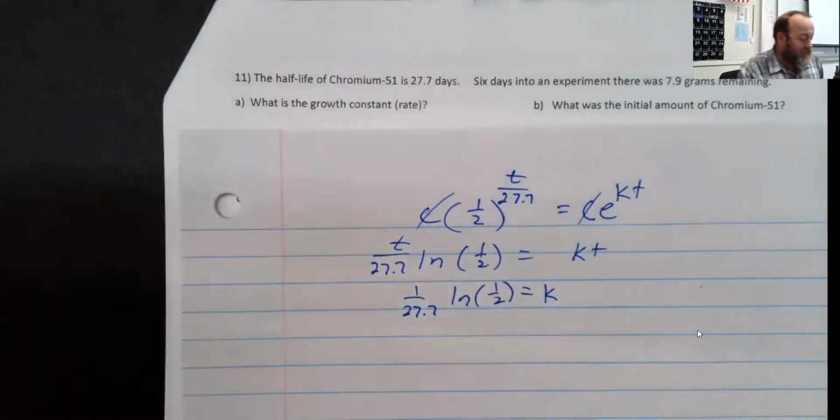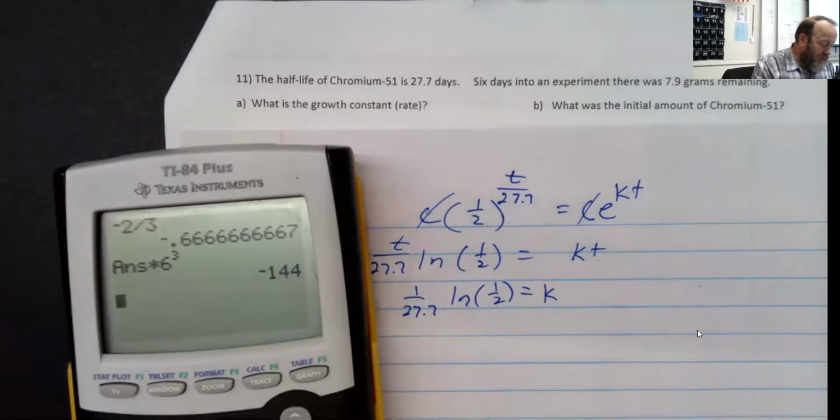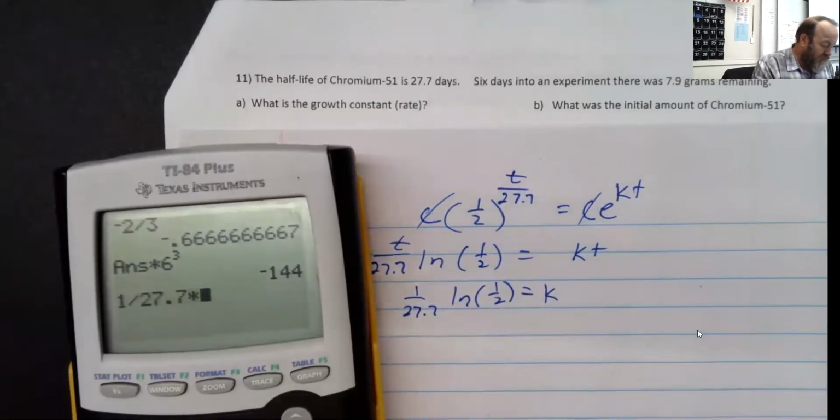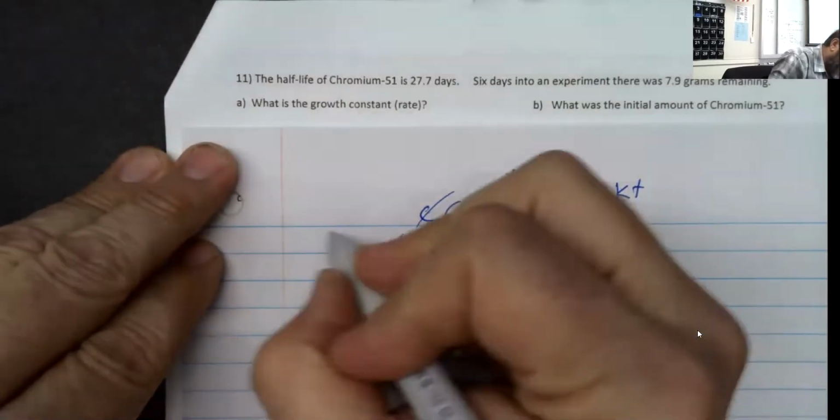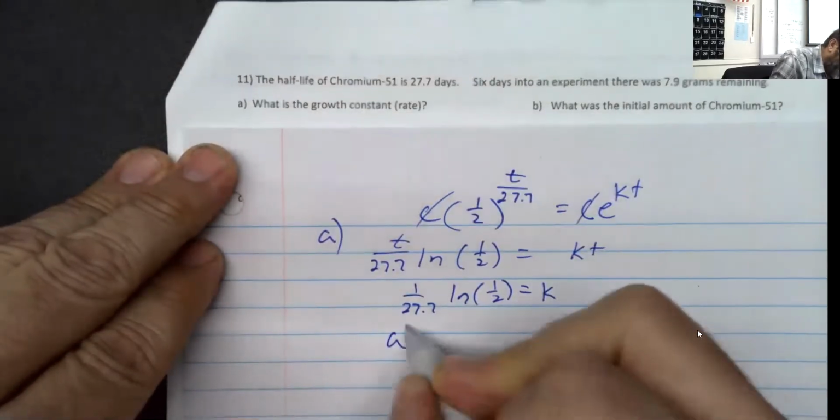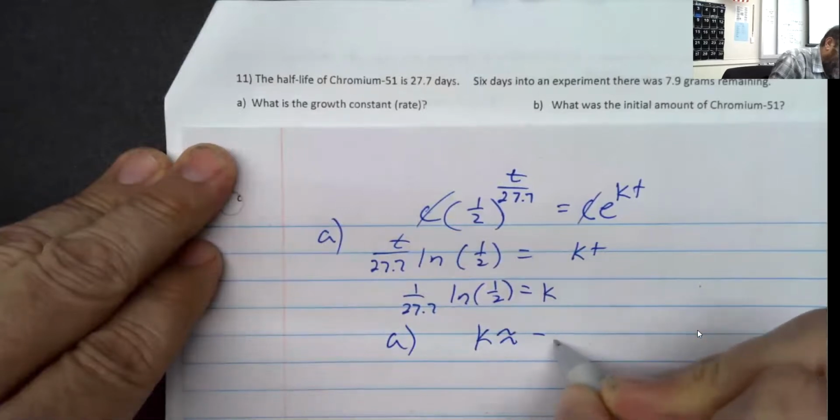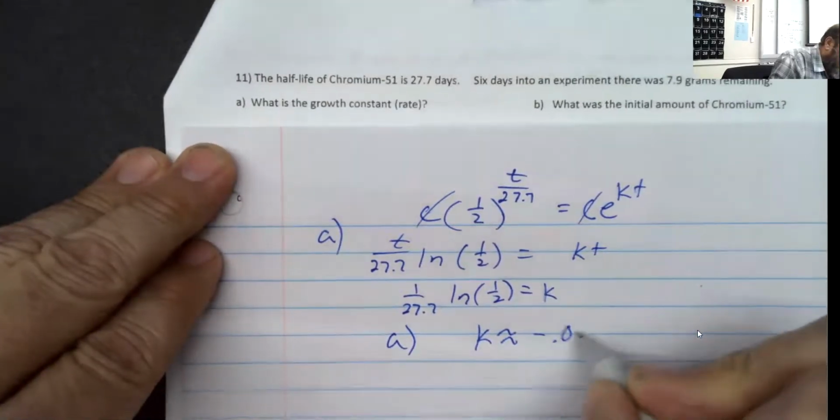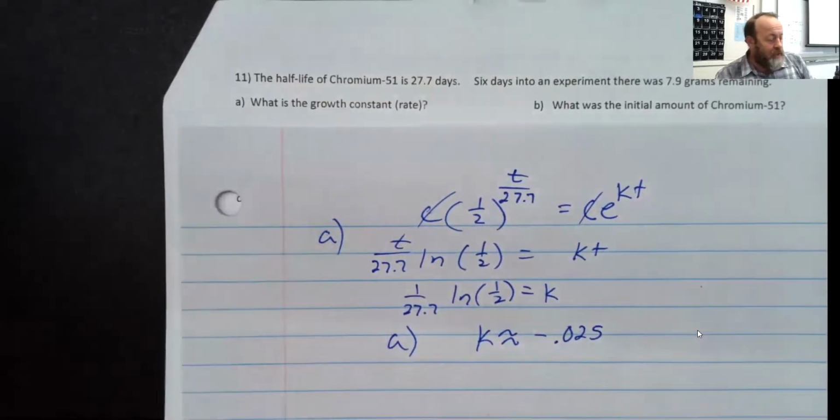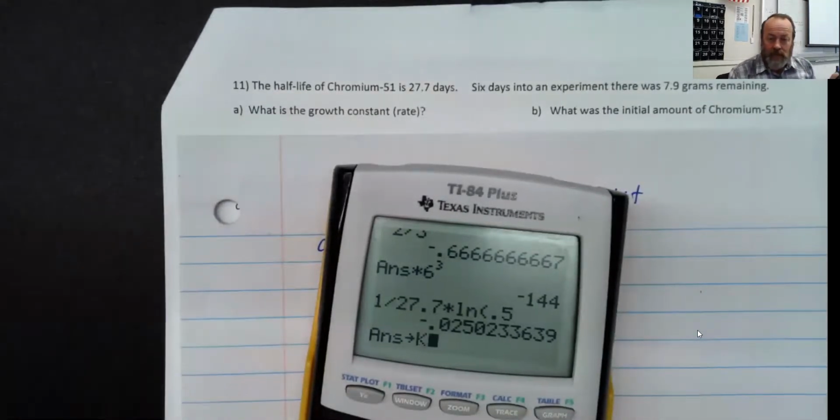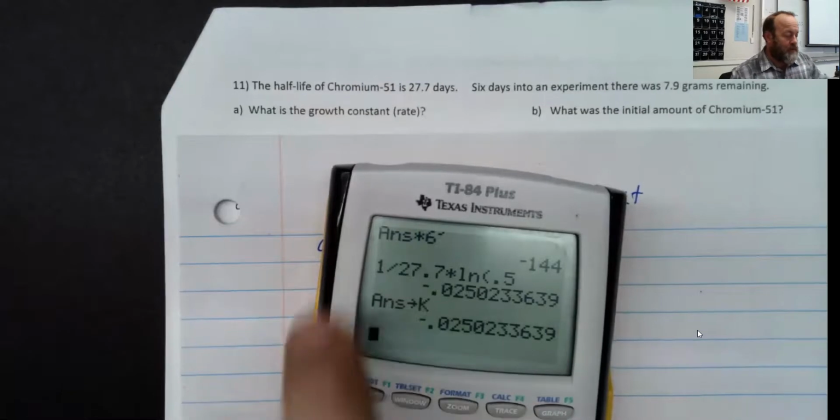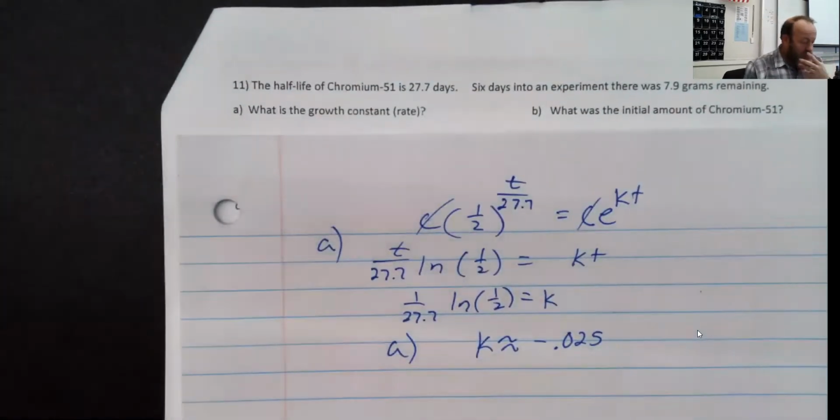So I'm going to grab that. 1 divided by 27.7 times the natural log of 1/2 gives us negative 0.025. So my growth rate for part A, k, is approximately negative 0.025. Keep in mind, although that is a big, ugly decimal, I'm going to store it as alpha k so I can be consistent, because I will be using it throughout this problem. What it asked me for is the initial condition.